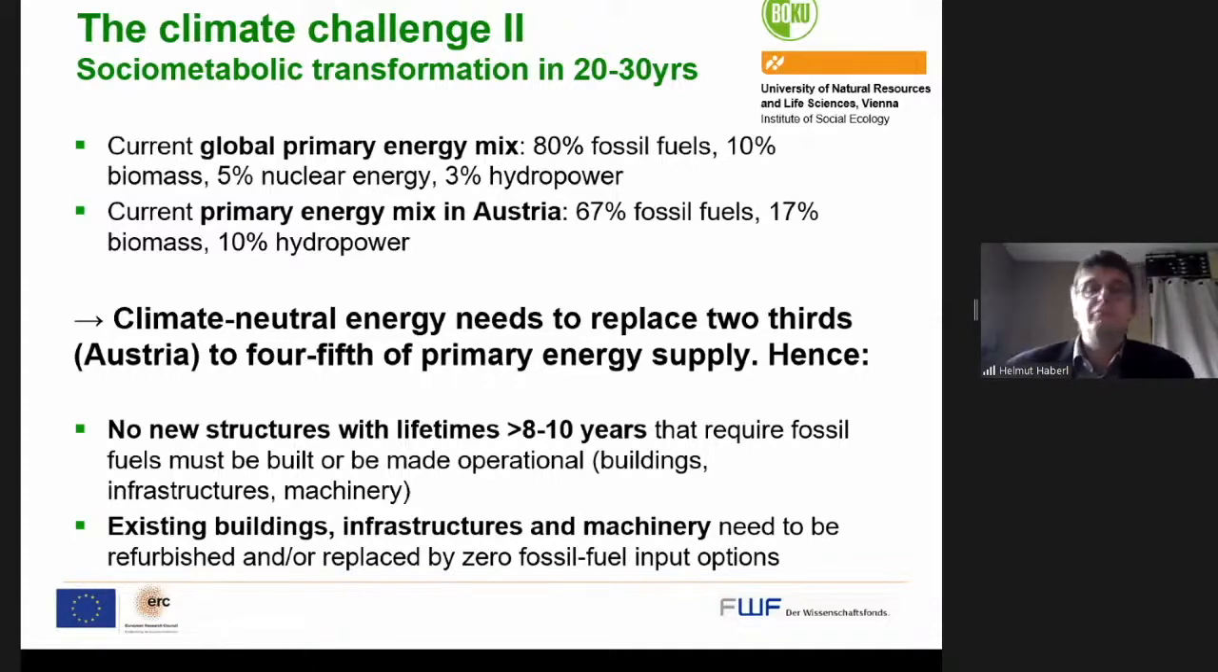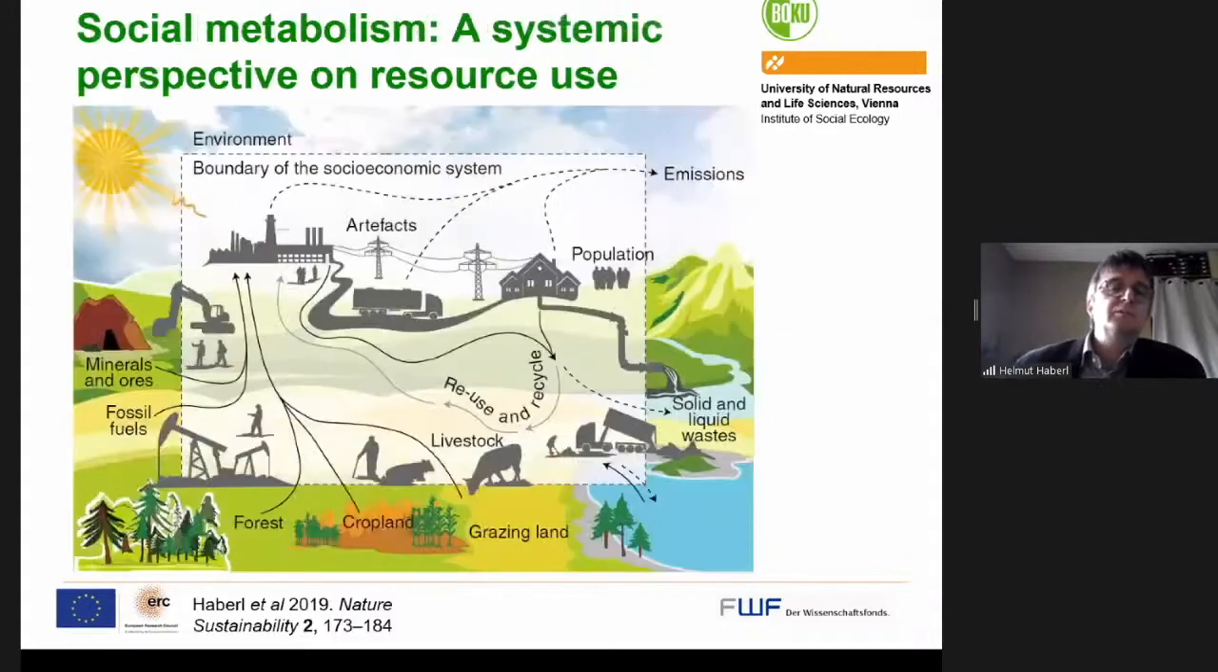So we have a very, very high demand on changing the way we organize our economies and societies. And you also announced that I will be talking about something we call social metabolism, which is an approach that has emerged in the last decades. Actually, it goes back to 100 or even more years.